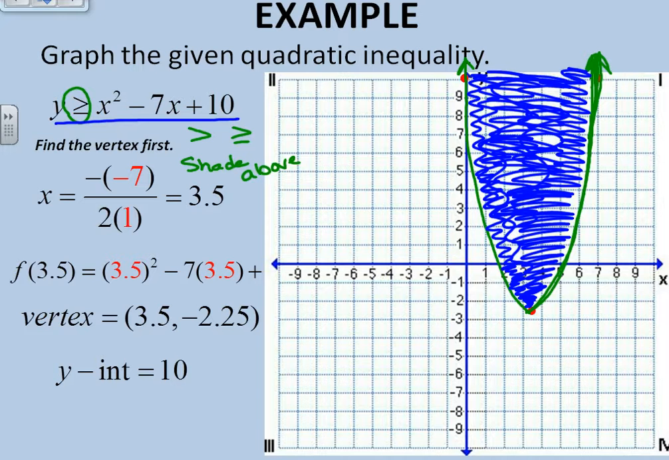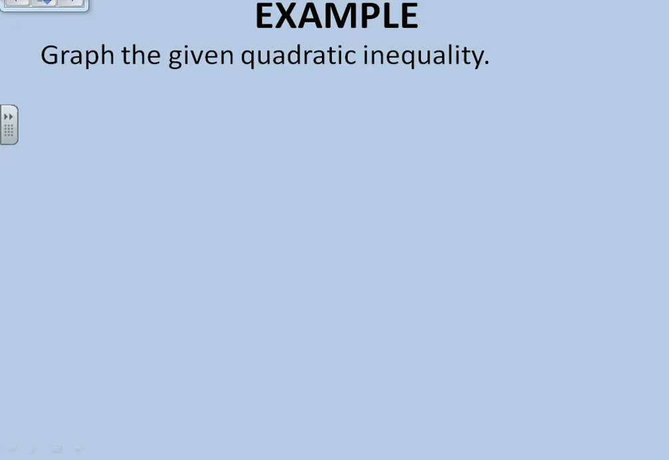So again, we're basically just graphing the parabola like we did before, and we're adding in the shading. We're just going to shade above if it's greater than, and we'll shade below if it's less than. Let's look at one more example. We're going to now graph y is less than 3x squared minus 6x minus 2.